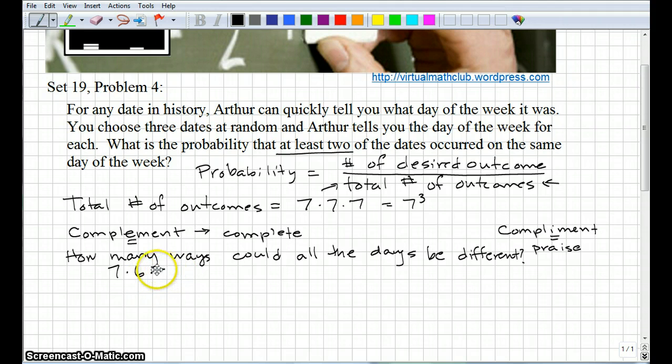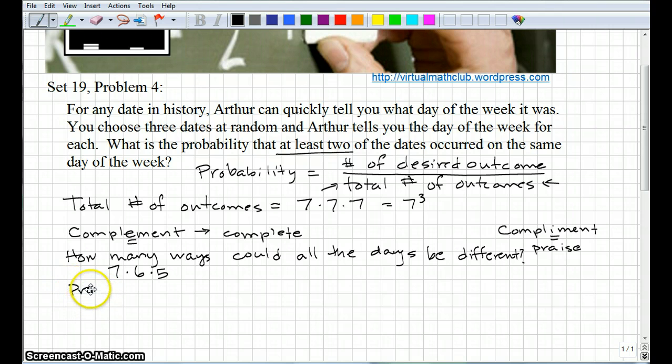And then we have 5 for the third day of the week. Okay? So that's the number of ways that they could all be different. So let's take a look at the probability. This is again the complementary probability.